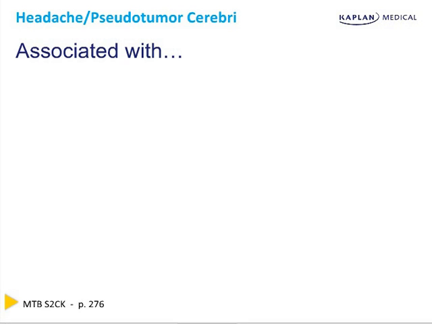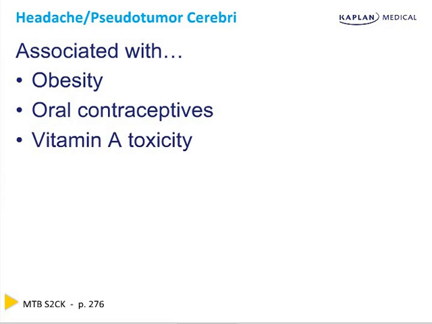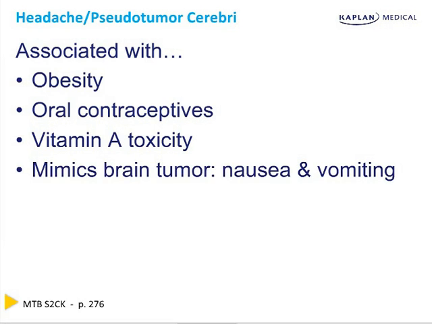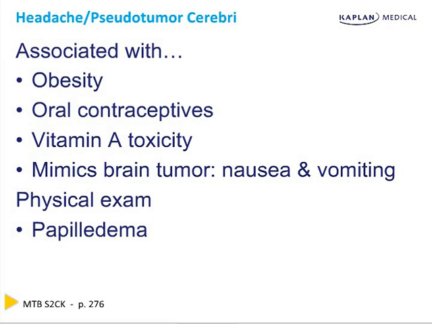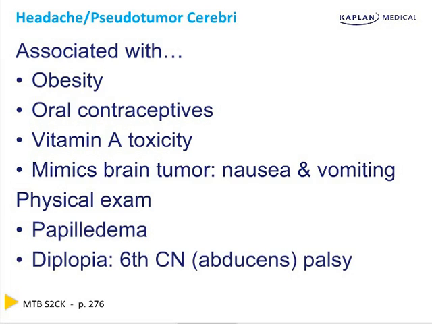Pseudotumor cerebri is basically severe hypertension of your brain. It is associated with obesity and oral contraceptives and vitamin A toxicity. But the most important thing is it looks like you got a brain tumor. You got a bad, severe headache, nausea, vomiting, and you got papilledema. Ding, ding, ding, ding, ding. That's the biggest. But the unique thing is that it's strongly associated with an abducens palsy.